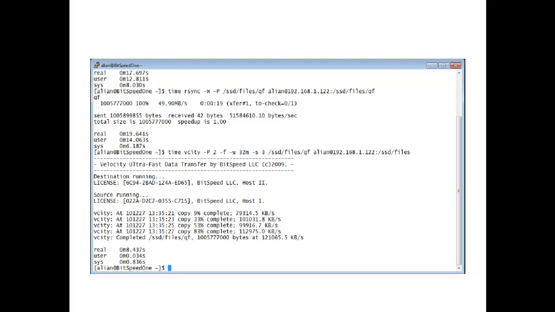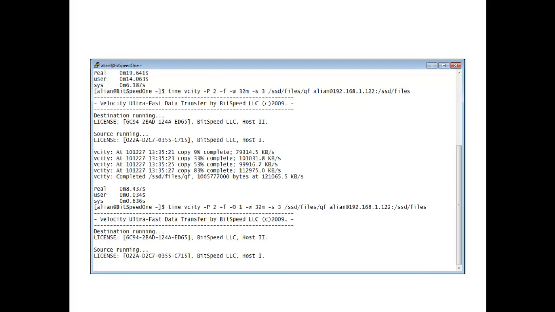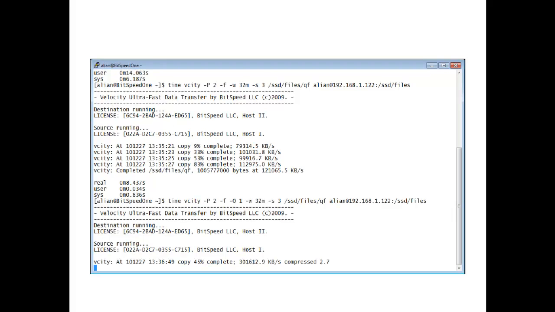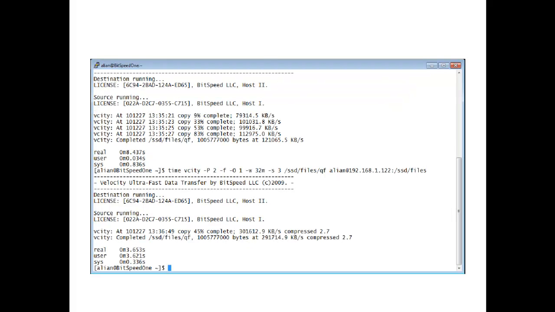Now, using the compression option of Velocity, let's try that same file transfer one more time. Velocity with compression completed the file transfer in 3.6 seconds, at a data transfer rate of 285 megabytes per second.